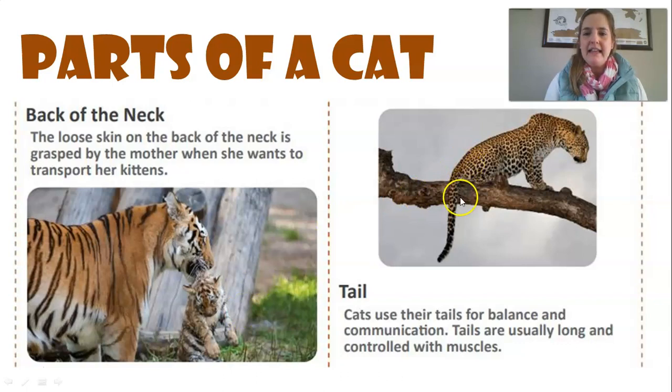We see that this cat has a tail. Cats have tails, and they use them for balance, sometimes even for communication, which means they're telling us a message with their tails. I suppose it's a bit like if a dog wags their tail, you know they're happy. Maybe a cat has a similar thing. They're normally quite long, and they can control them with their muscles.